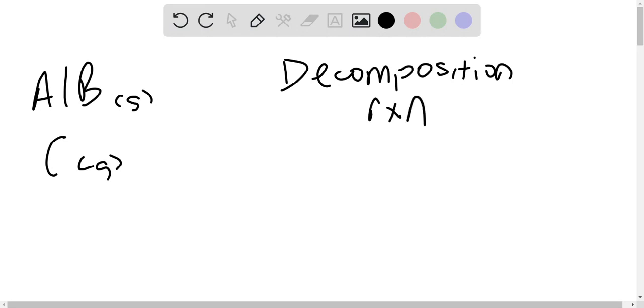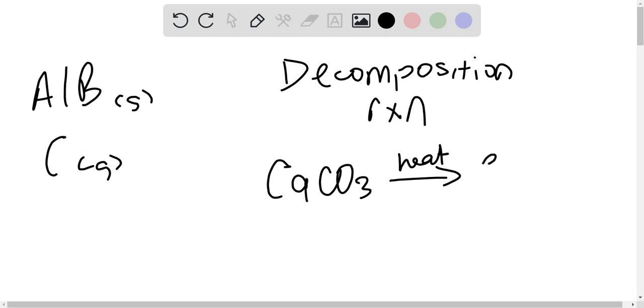If we take an example, calcium carbonate decomposes when it's heated to give calcium oxide and carbon dioxide, which is a gas. And here we have quicklime.